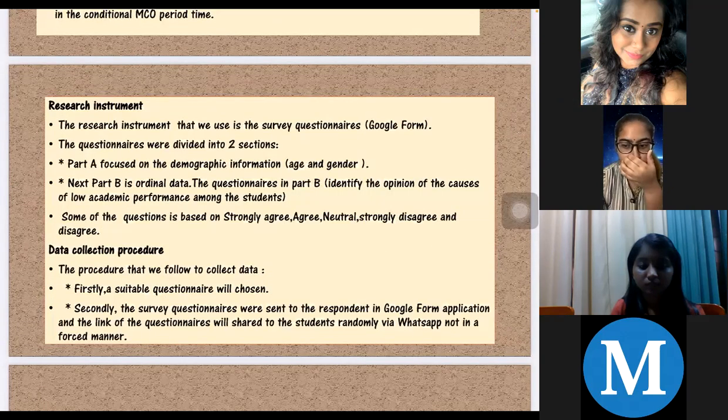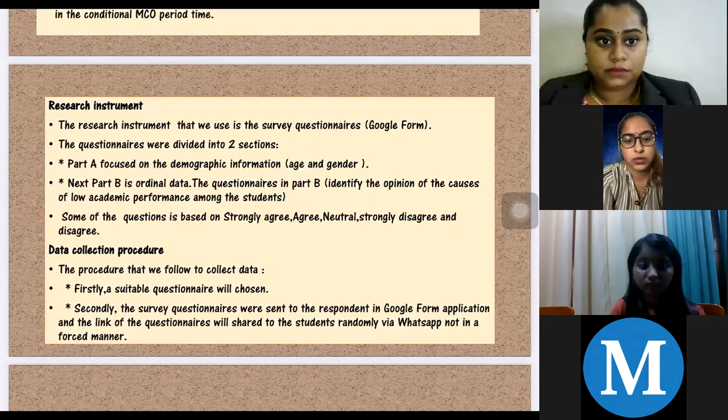Next is the research instrument. The research instrument that we use is the questionnaire in Google Form. The questionnaire is divided into two sections, part A and also part B. In part A, we focus more on demographic information, for example age and gender. And part B is ordinal.